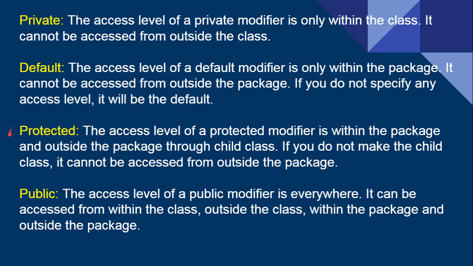Next one is protected. The access level of a protected modifier is within the package and outside the package through the child class. Actually, what it means is, protected data is accessible within the package but also outside the package. But how can it be accessed outside the package? Through the child class. That means we have to define a child class for the parent class, and from that child class we can access this data when it is specified using the protected modifier.